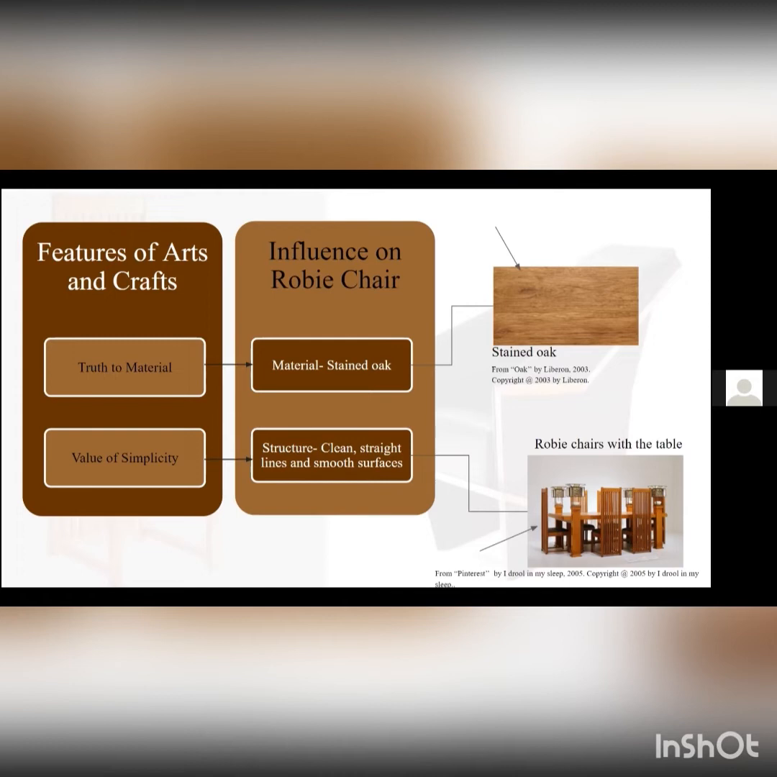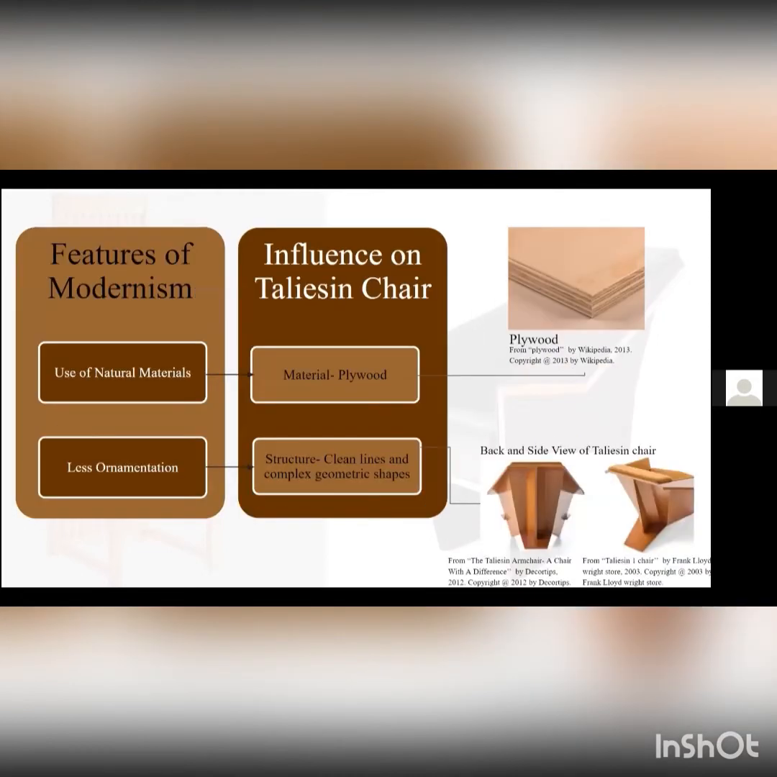On the other hand, the Taliesin chair's intricate angled structure, which assures its stability, is inspired by his modernist architecture style and gives the chair its distinctive wooden origami shape. As you can see here, the use of natural materials, that is plywood, can be seen in this chair. It is less ornamented like modernists believe, with clean lines and complex geometric shapes. The armchair combines hand craftsmanship with the most advanced wood processing technologies to create an avant-garde piece of furniture.